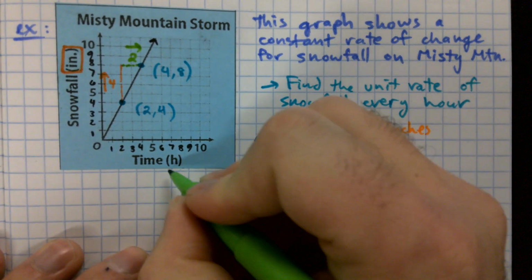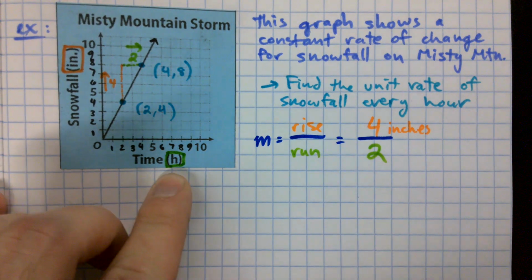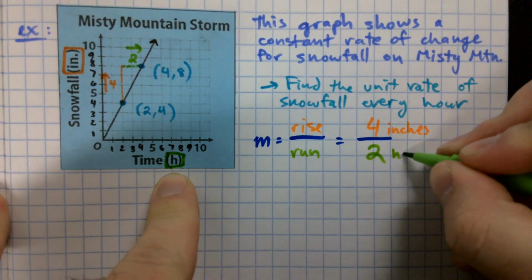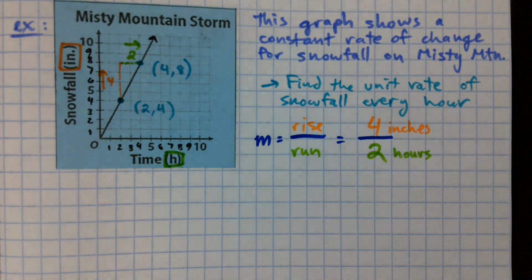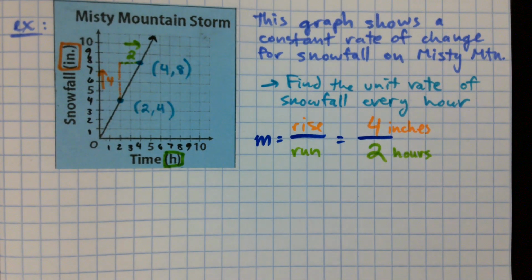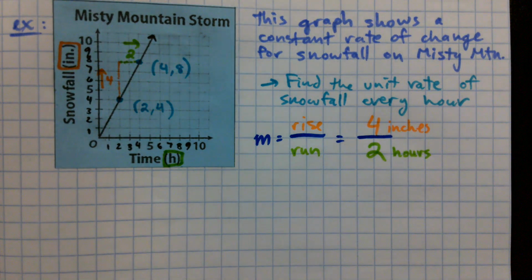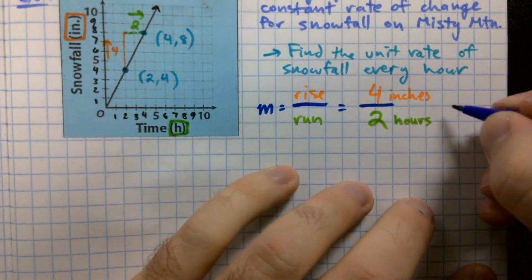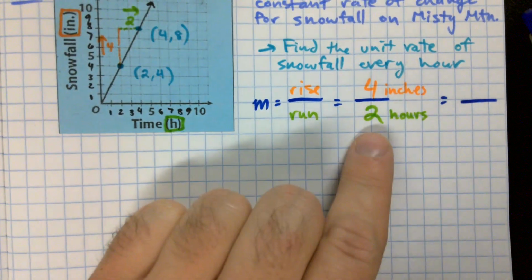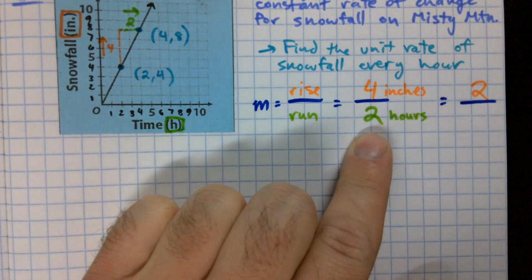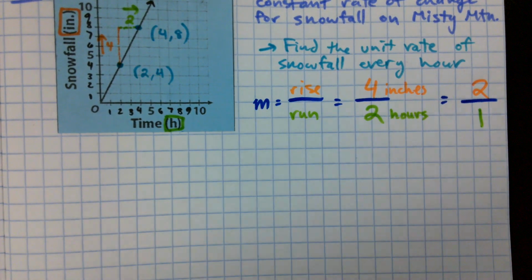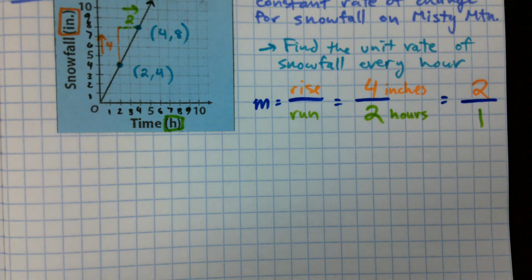And what does my x represent? Time in hours. So 4 inches of snowfall every 2 hours. Now, would that be a unit rate? No. Why not? Because it's not a 1 on the bottom. So we got to simplify this to a point where we're looking at how many inches of snow falls in 1 single hour. All we got to do for that is simplify. 4 over 2 becomes 2, over 1. So now we see that on Misty Mountain there is 2 inches of snowfall every 1 hour.